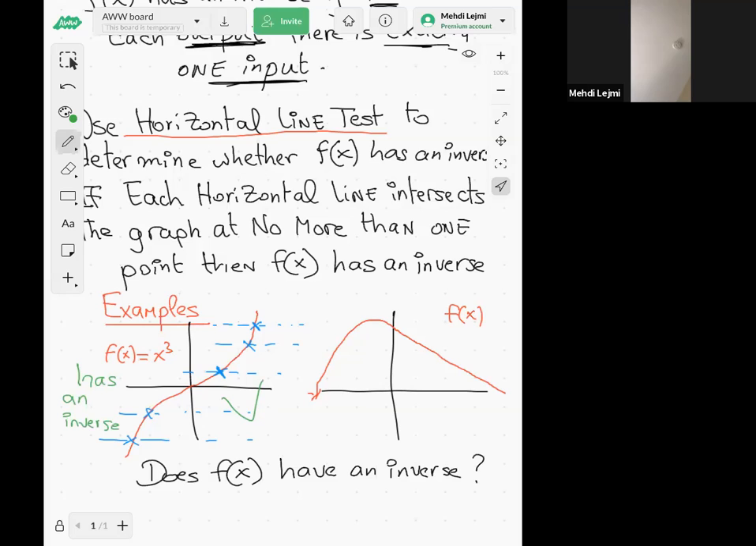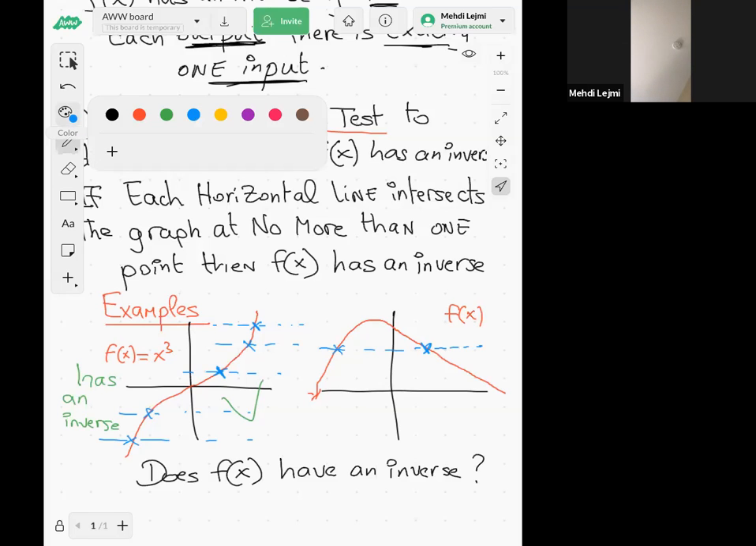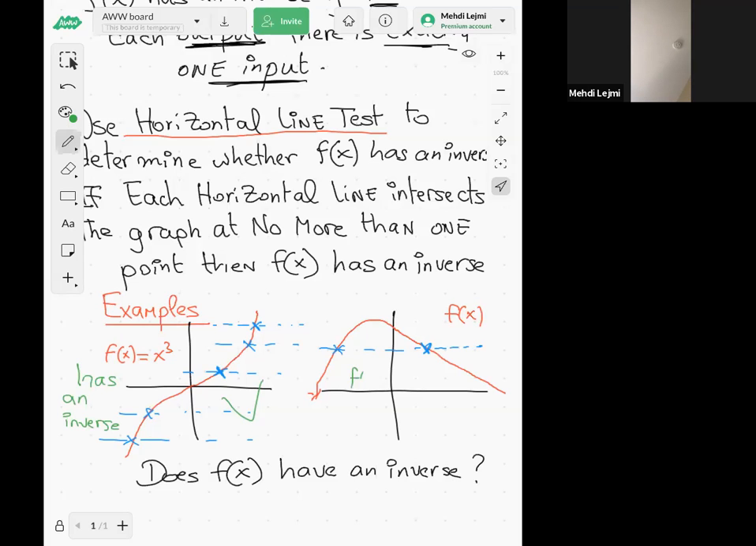Now, if you take the second graph and take this horizontal line here, it's going to intersect the graph at 2 points. That's more than 1 point, so this f of x does not have an inverse. So that's the horizontal line test.